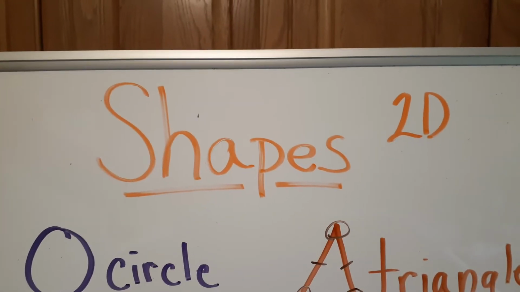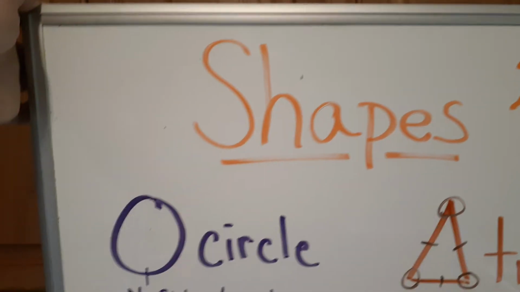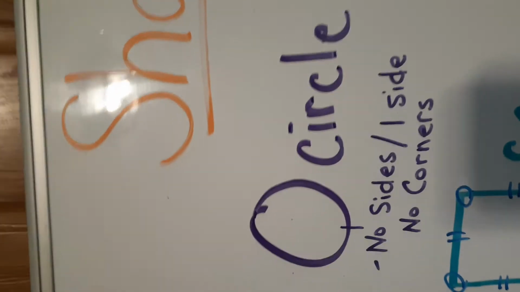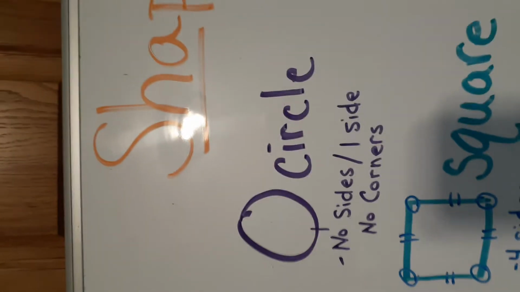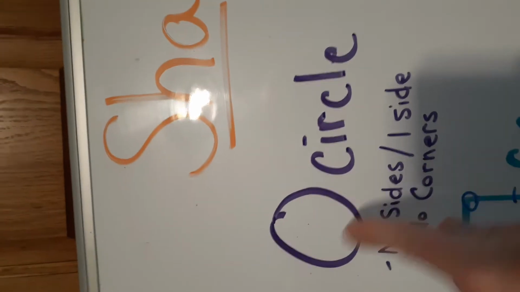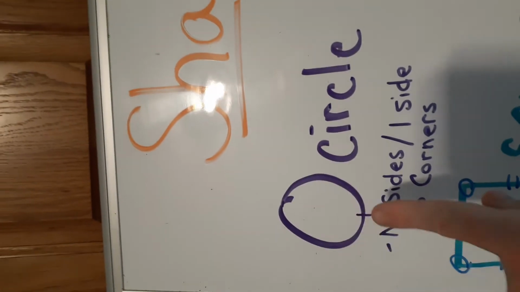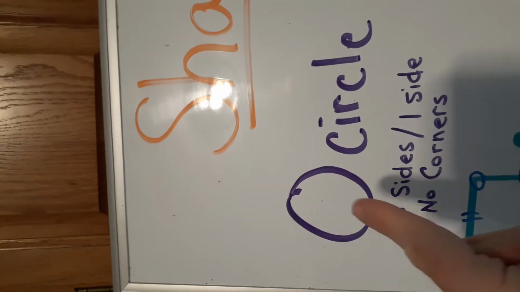Today, we're going to review two-dimensional shapes, or 2D shapes. The first one is a circle. The circle has no sides, or it could have one side, depending on who you ask. And then it has no corners.